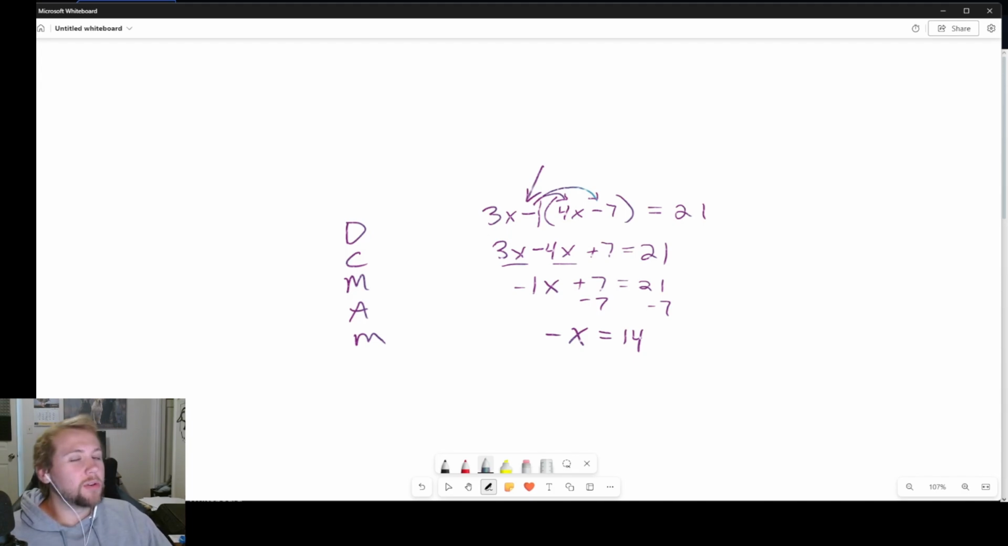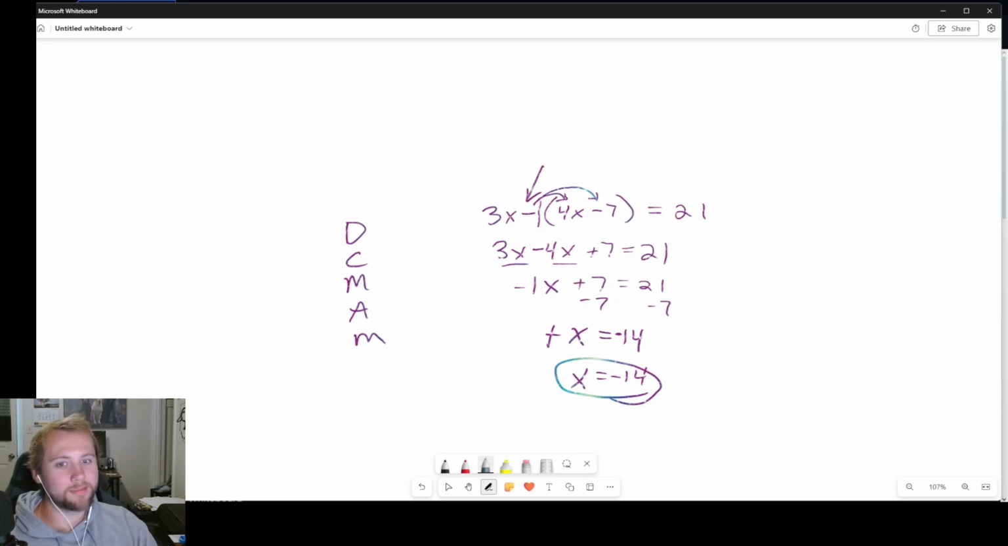So I'm going to multiply or divide both sides by a negative 1. Doesn't really matter if you divide or multiply. We're just essentially getting rid of this negative and making that 14 negative. So now it's x equals negative 14. That's our actual answer. Let's look at our next problem.